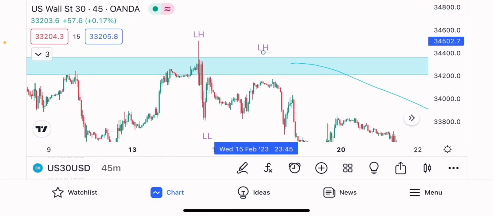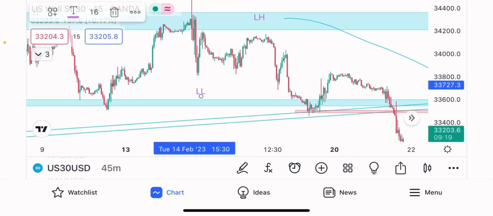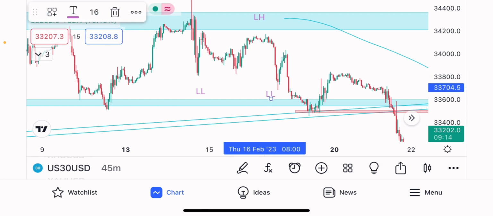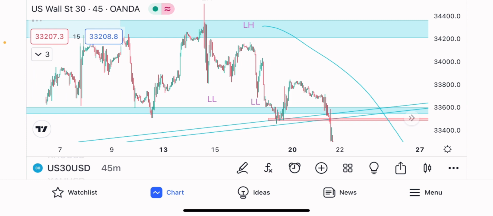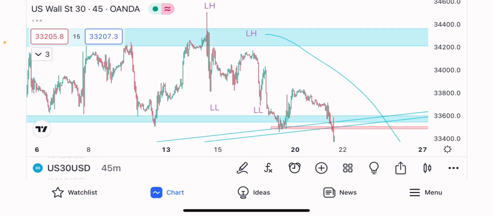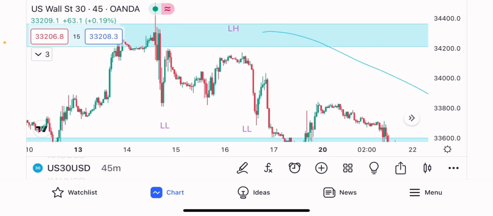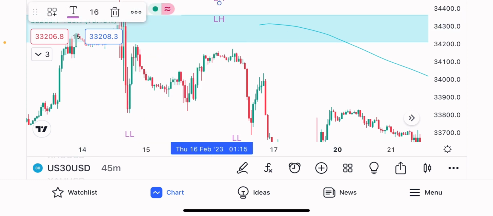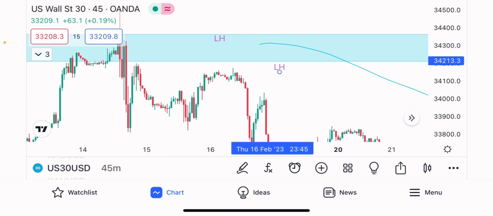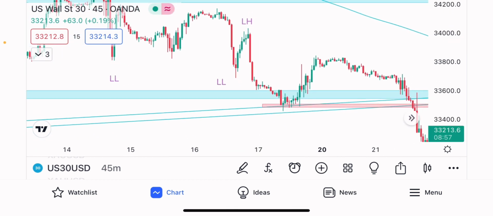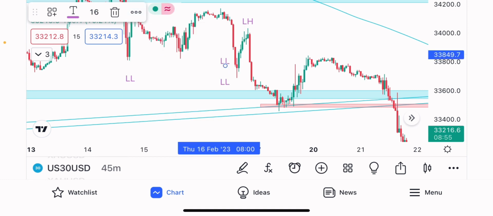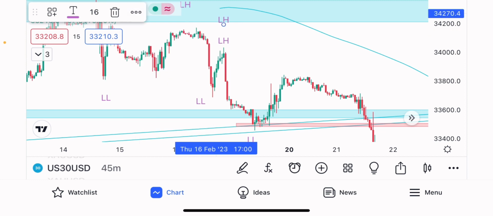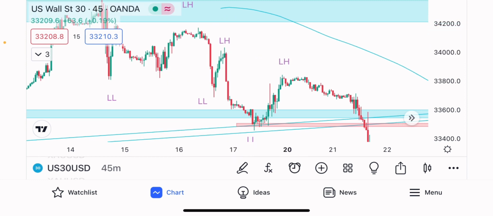If you can't identify these zones yourself, if you can't identify the lower low and lower high yourself in the market, you can use the pivot point indicator to identify these areas in the market. If you're having difficulties identifying this area yourself, you can use this pivot point indicator to identify market structure, lower low and lower high in the market. It is very good and it helps a lot.